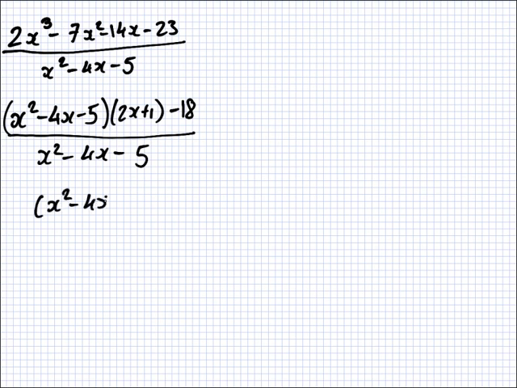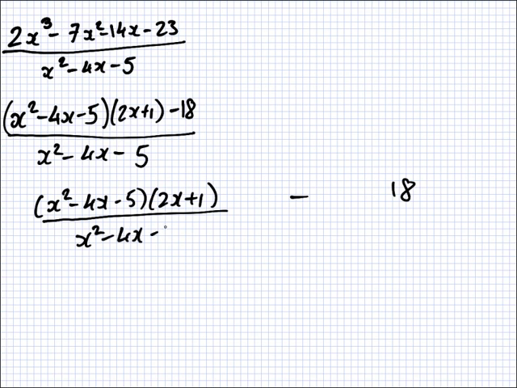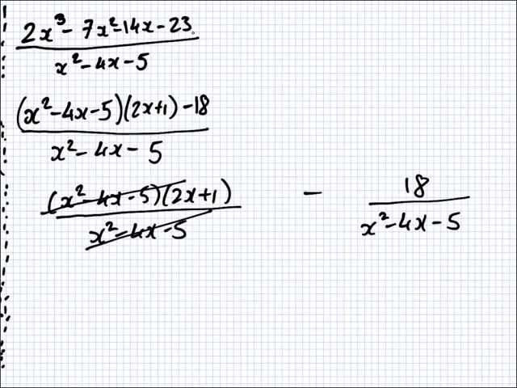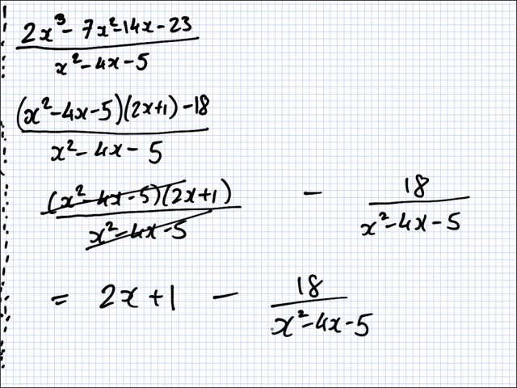x squared minus 4x minus 5 times 2x plus 1, minus 18 over x squared minus 4x minus 5, all over x squared minus 4x minus 5. Now I hope you can see what happens in the first fraction. That cancels with that. So what we're doing is we've changed our problem into this problem: 2x plus 1 minus 18 over x squared minus 4x minus 5.